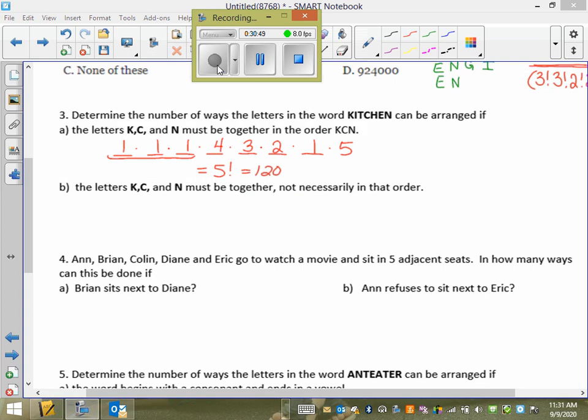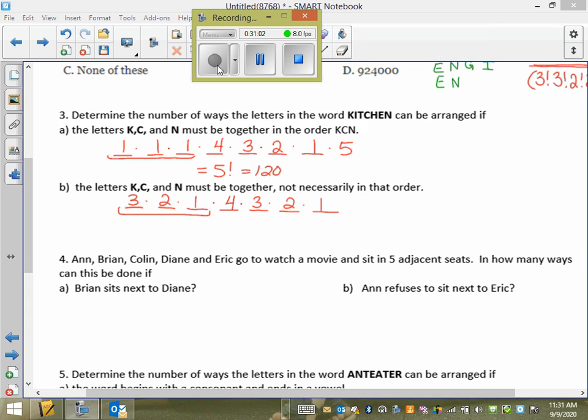Then this one must be together, not necessarily in that order. So we're going to hook them together. Then 3, 2, 1, 4, 3, 2, 1 times 5. So I get 3 factorial, 5 factorial, which is 720.